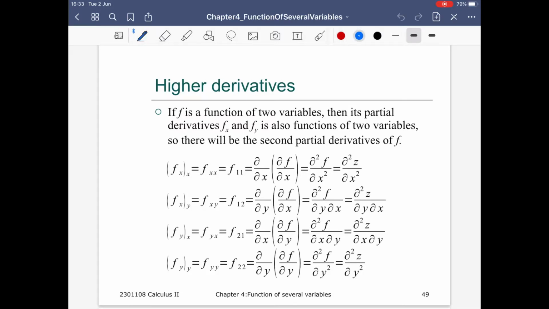Don't forget that previously we have learned how to find a partial derivative either with respect to x, which uses this kind of notation, or a partial derivative with respect to y, and we use this kind of notation, df by dy or f sub y. If we find a further derivative, either from f sub x or f sub y, we can do the following.